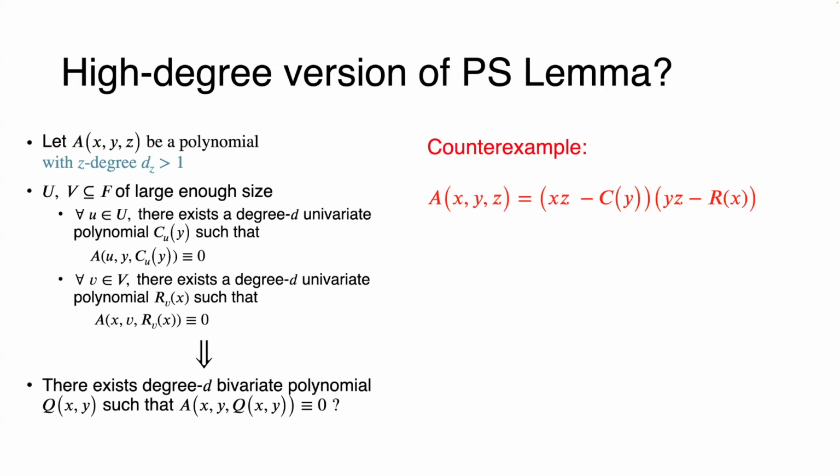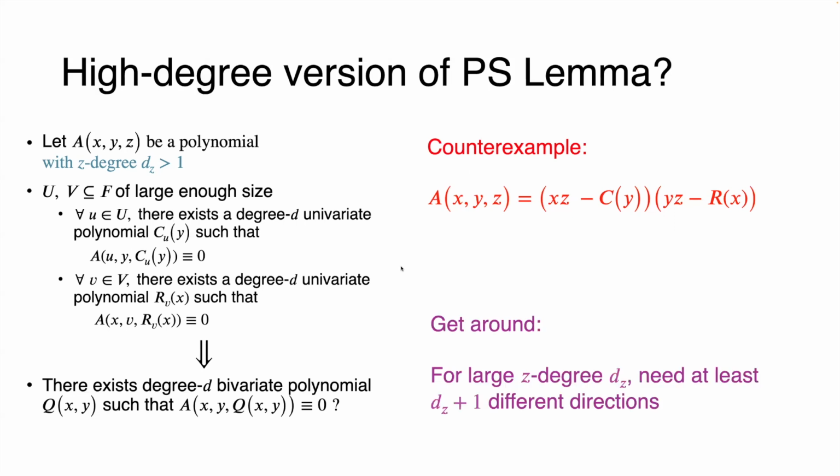Unfortunately, the answer to this is no. And here is a counterexample. If your polynomial is of the form xz minus some polynomial in y times yz minus a polynomial in x, then for all restrictions of x equal to something, we do have a factor that looks like z minus c of y. And similarly, for restrictions of y, we have a factor that looks like z minus r of x. However, there is no global factor that looks like z minus a polynomial in x comma y.